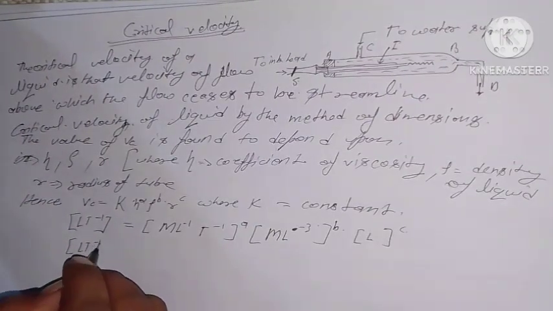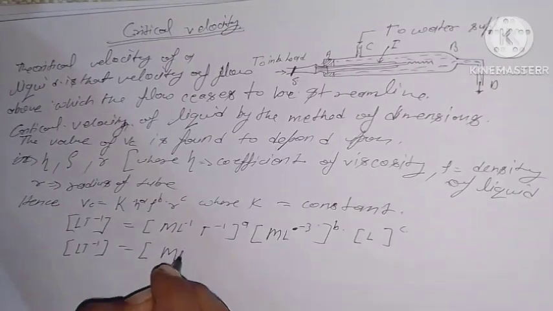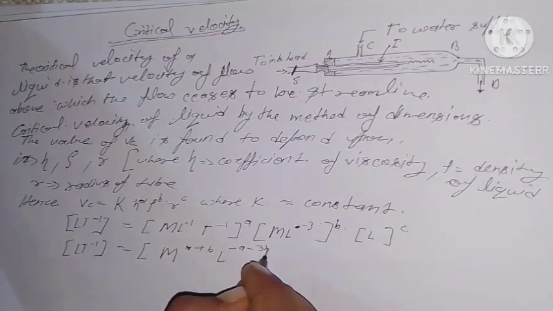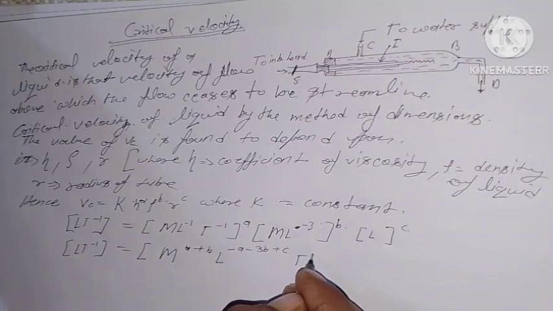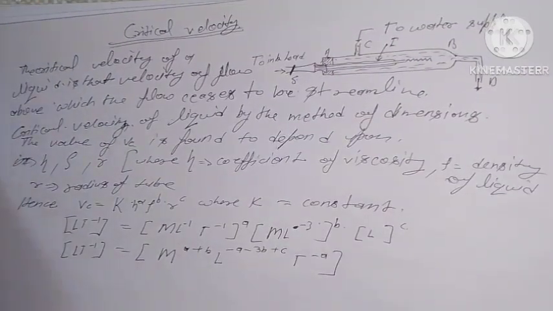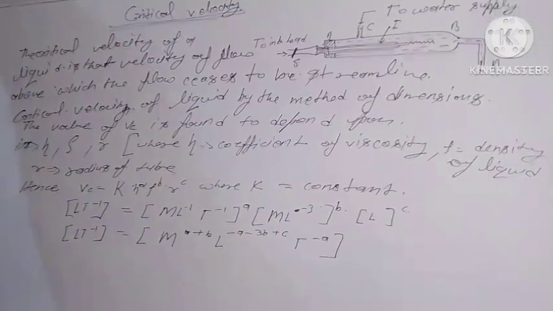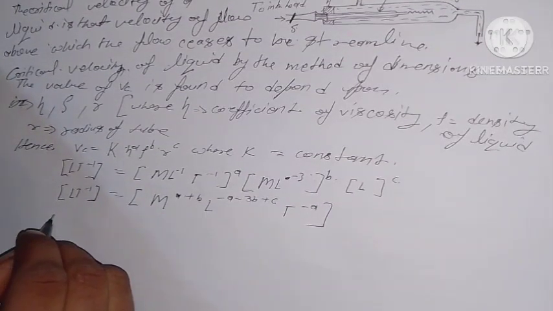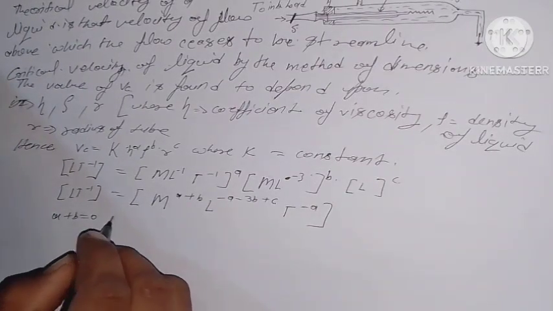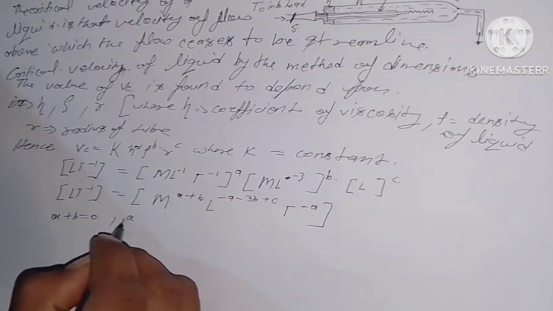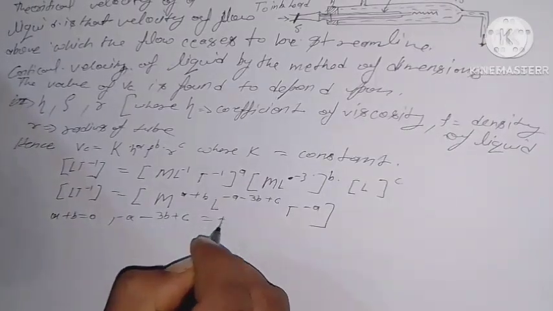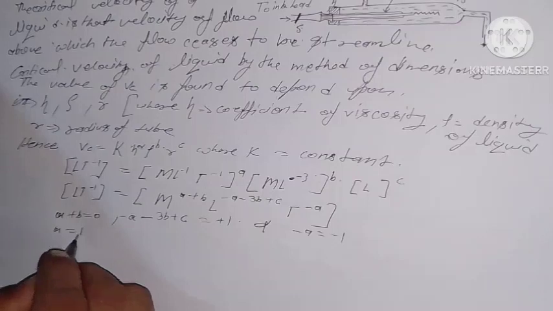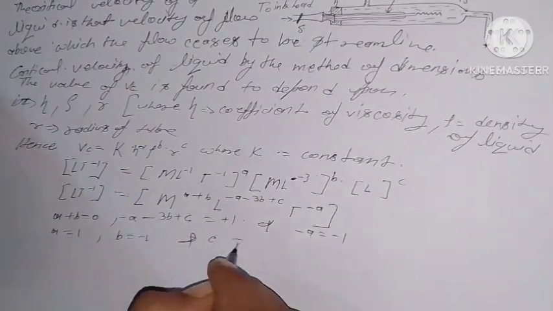If you solve this, L T^-1 equals M to the power A plus B, L to the power minus A minus 3B plus C, and T to the power minus A. According to the principle of homogeneity of dimensions, A plus B equals 0, minus A minus 3B plus C equals plus 1, and minus A equals minus 1. So A equals 1, B equals minus 1, and C equals minus 1.